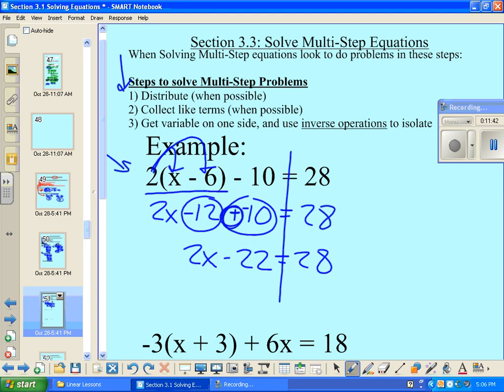Now again, once I've gotten to this point, once I've gotten to step 3, I've done the distribute and the collect like terms. Now I'm just going to try to isolate the variable, just like we've done these first 2 sections, and I think most of us are getting much more comfortable with doing once I get to this part of the problem. They have 2x minus 22. I'm going to add 22 to both sides. That gets rid of the 22s over here. Now I've got 2x equals, well, 28 plus 22 gives me 50. Divide both sides by 2. X equals 25.